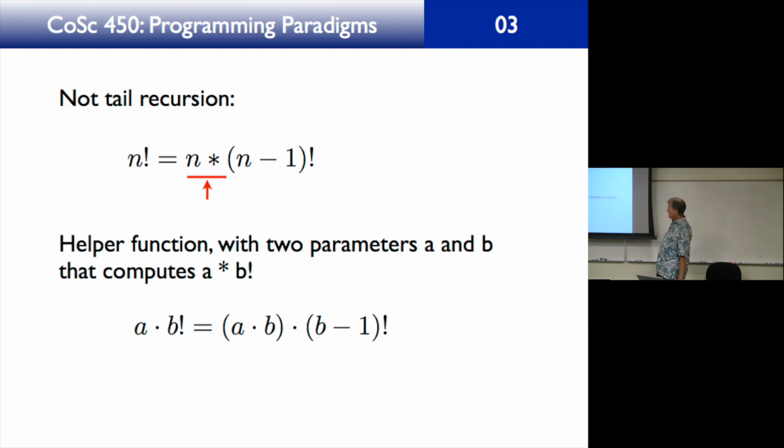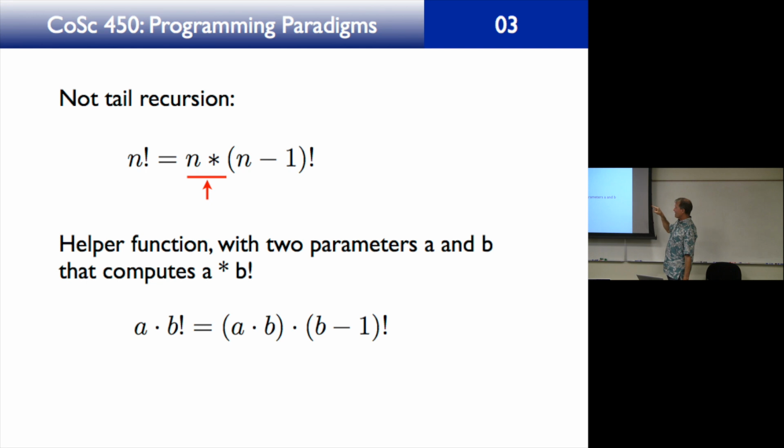Did we actually program a tail recursive function? I should have reviewed my notes. I think we ended pretty close to here, right? We already talked about the 1 and n. I remember it was like pulling hen's teeth to get you guys to come up with the helper function with two parameters a and b that computes a times b factorial.